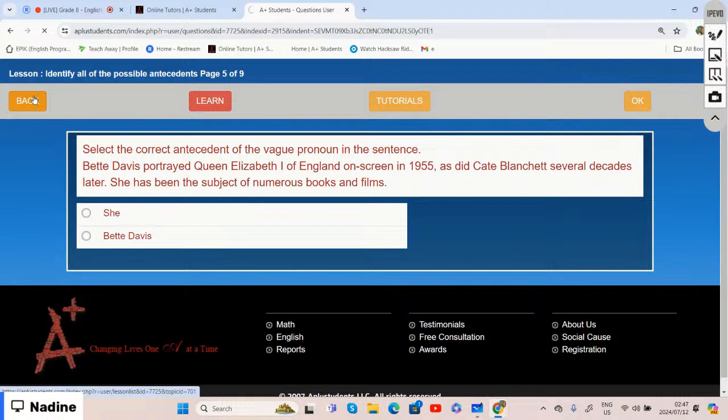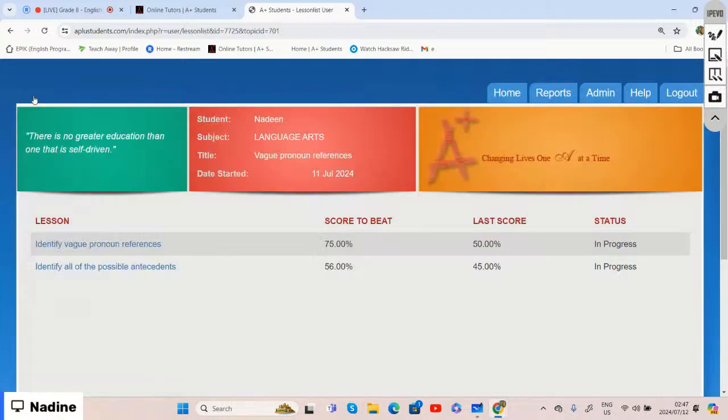All right, so that is the end of our lesson on vague pronoun references. Remember, we said vague pronoun references mean that our pronoun or our sentence is unclear, right? And we can fix it by either rewriting the sentence or replacing our pronoun with an antecedent, right? So this is the end of our lesson.